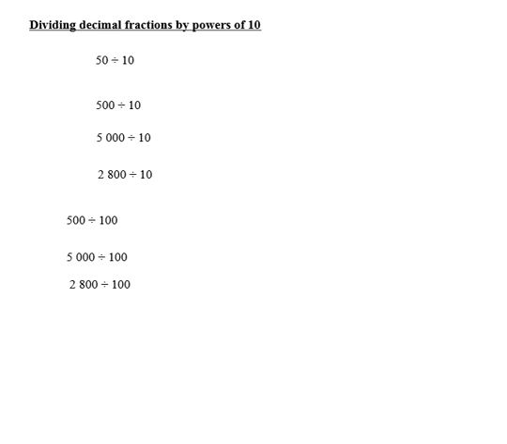Okay, welcome back, mathematicians. Today we're doing division of decimal fractions, and the first thing which you should know about already is dividing by 10. So 50 divided by 10 is 5. Good. 500 divided by 10? 50. Good. 5,000 divided by 10? 500. 2,800 divided by 10?